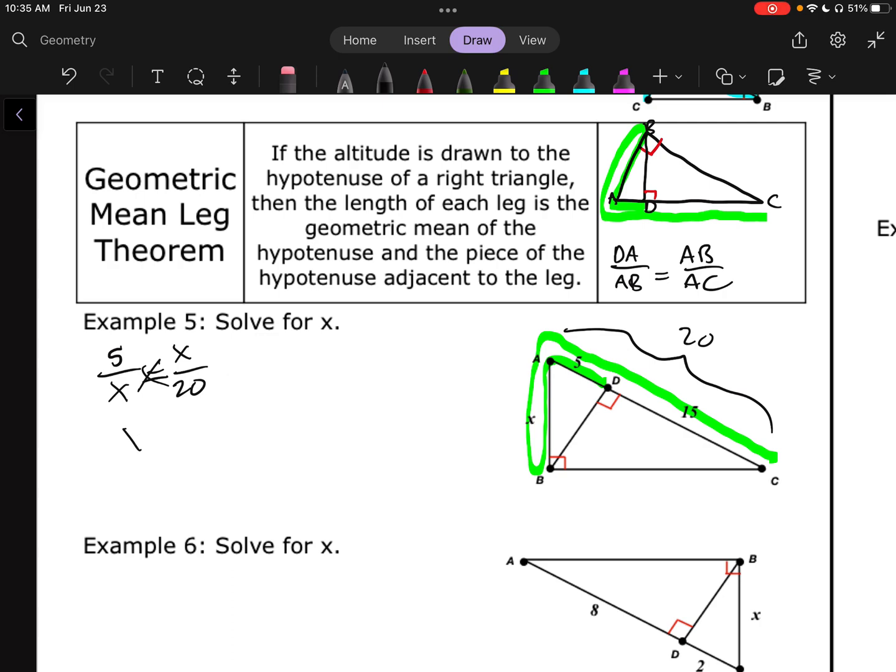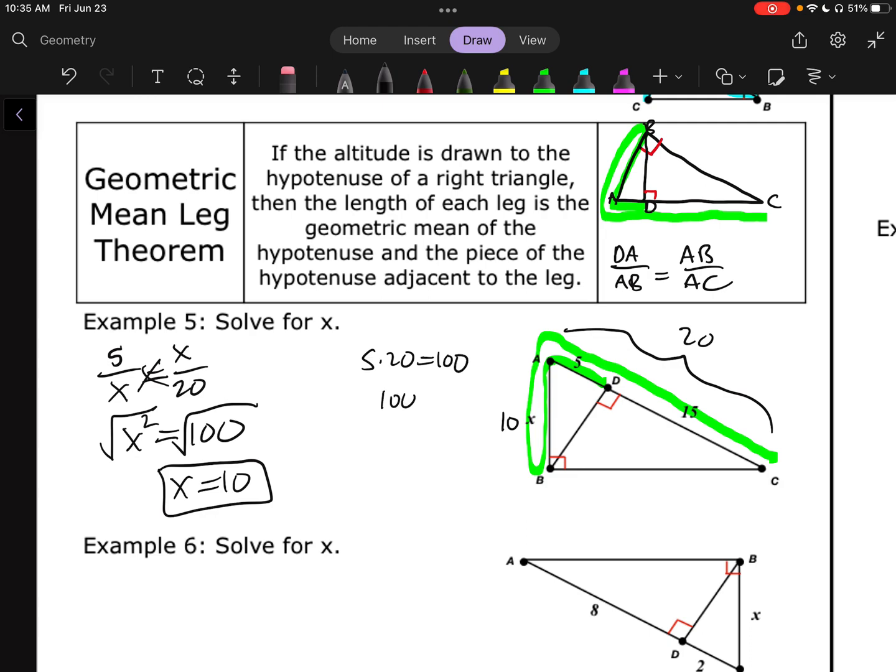So cross multiply, x times x is x squared. 5 times 20 is 100. Take the square root and we get 10. Now, we can check that by seeing, is 10 actually the geometric mean of 5 and 20? 5 times 20 is 100. Square root of 100 is 10. Okay, so we did that right. So the leg is the geometric mean of the piece of the hypotenuse and the hypotenuse.